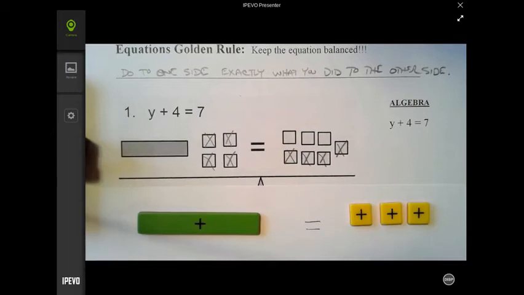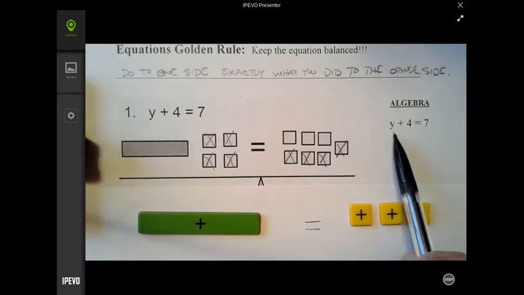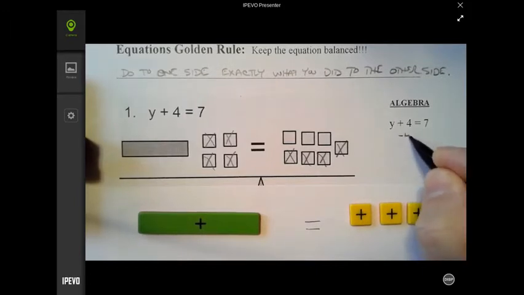Okay, I'm sure that many of you already knew that the answer here for y would be 3. 3 plus 4 equals 7. Let's show the algebra, however. Okay, we saw the variable on the left, but it wasn't alone. It had this positive 4 with it. So what we did to get the variable alone was subtract 4.